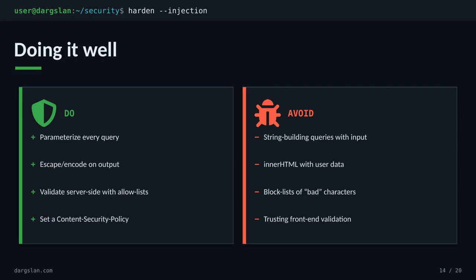So what does doing it well actually look like? Parameterize every query so input can never be parsed as code. Encode on output, match to the context: HTML, attribute, JavaScript, URL. Validate server-side with allow lists, not block lists, because enumerating bad characters is a game you lose. And layer on a content security policy as your safety net. On the other side: string-built queries, innerHTML with user data, and trusting the browser to police itself. Those are the patterns that keep showing up in postmortems.